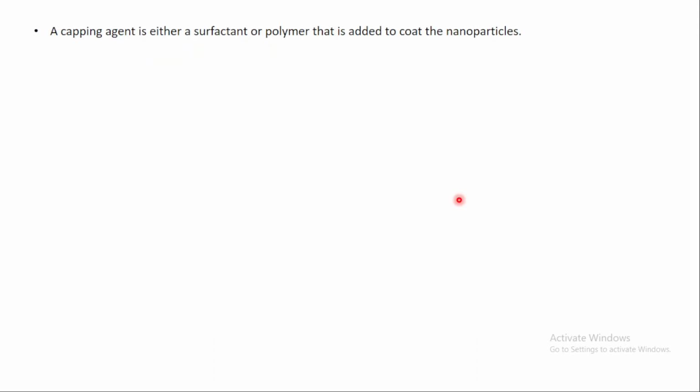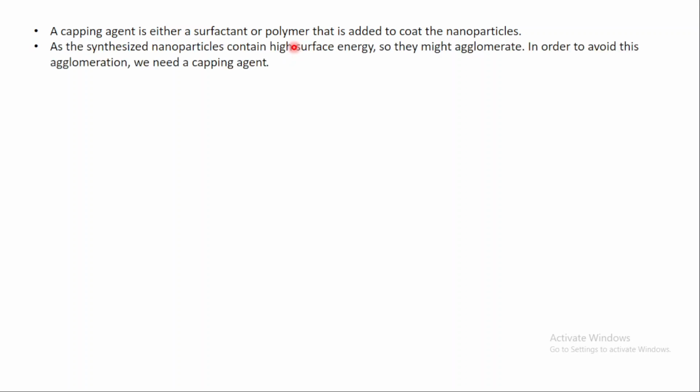A capping agent is either a surfactant or polymer that is added to coat the nanoparticles. So a capping agent can be a surfactant, can be a polymer. So surfactant is a type of capping agent. As the synthesized nanoparticles contain high surface energy, they might agglomerate. In order to avoid this agglomeration, we need a capping agent.